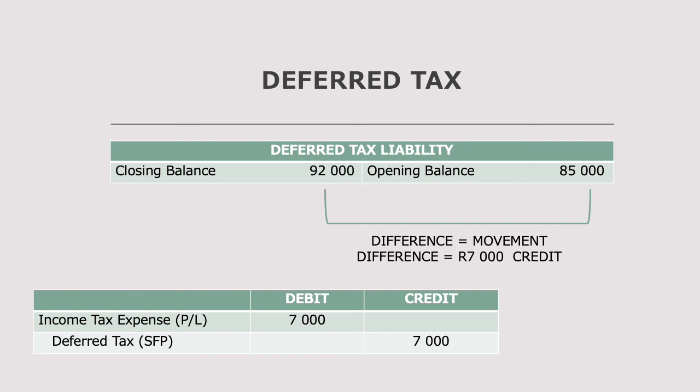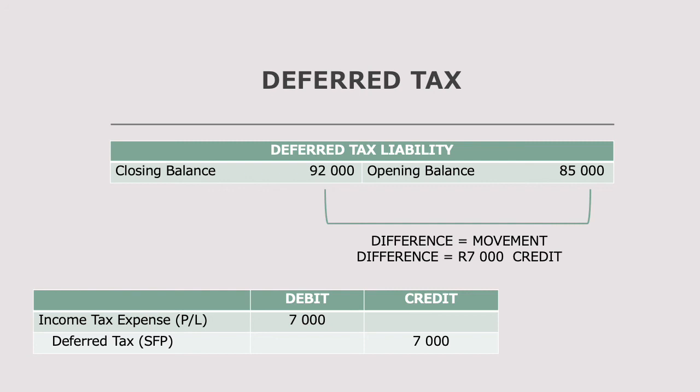Then you need to understand whether the difference, the movement, is a debit or credit movement. So if we have an opening balance of 85,000 Rand on the credit side, and all of a sudden we have a closing balance carried down of 92,000, which side did we do something to with that 7,000 Rand? We credited the deferred tax liability account with the 7,000 Rand, because 85,000 Rand plus 7,000 Rand gives us that 92,000 Rand closing balance. So the difference is a 7,000 Rand credit.